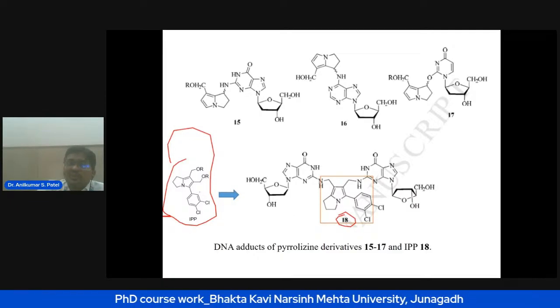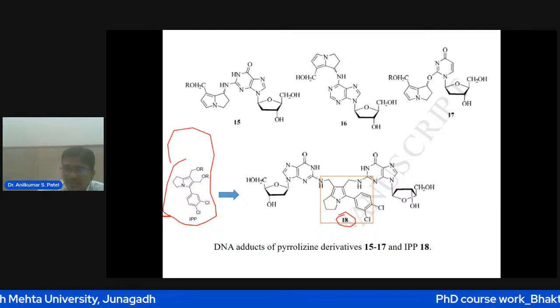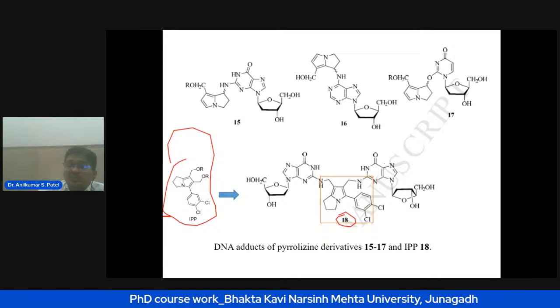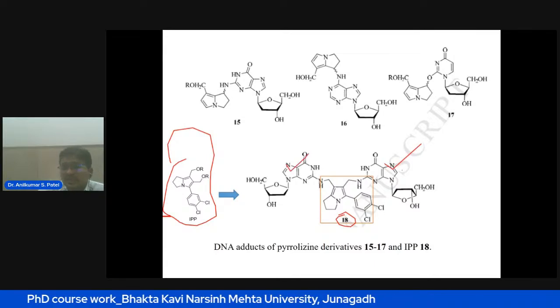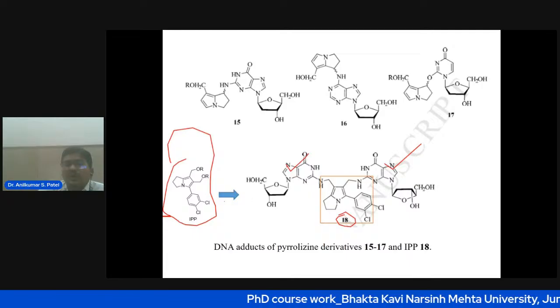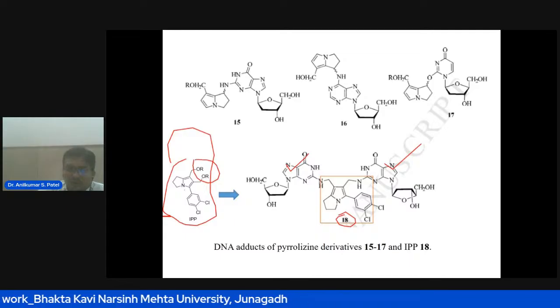When IPP is treated with the DNA during the DNA cross-linking study, it can bind with the DNA and produce these types of anti-cancer activity. So these types of adduct can be possible. It is a part of DNA. And this compound interacts with the DNA and produces these types of DNA alkylations. So compound 18 works as a DNA alkylator by particularly these types of groups present in the molecule.